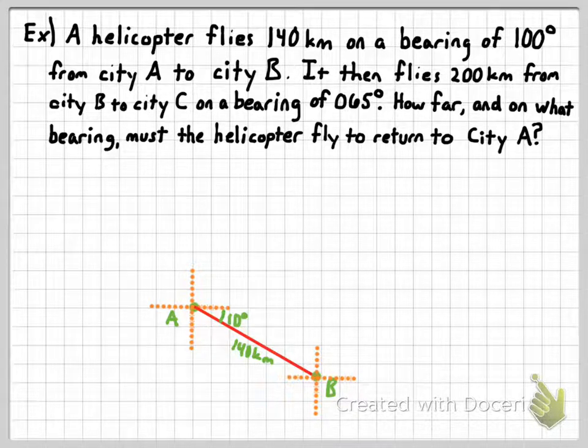All right, now one more thing to consider in your drawing here, if you want it to look as real as possible, is that the helicopter is flying further this time, 200 kilometers, than it did for the last leg. So I'm going to try to go in the 65 degree direction, and I'm also going to make this a little bit longer than the previous segment that I made. So let's say that this is where city C is. All right, 200 kilometers. And the 65-degree angle was right there.